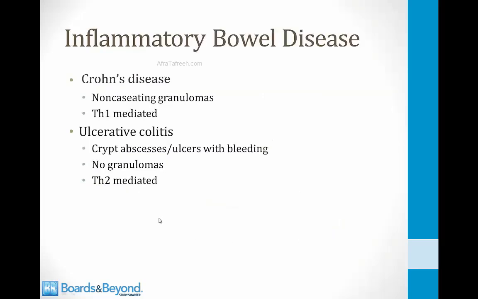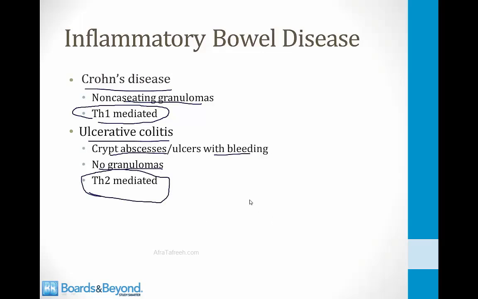There are two major forms of inflammatory bowel disease, Crohn's disease and ulcerative colitis, and they have two different T-cell responses. In Crohn's disease, biopsies show non-caseating granulomas, and as I said before, granulomas usually come from a Th1-mediated response. Contrast that with ulcerative colitis, where biopsies show abscesses and ulcers with bleeding. There are no granulomas, and ulcerative colitis results from a Th2-mediated response.